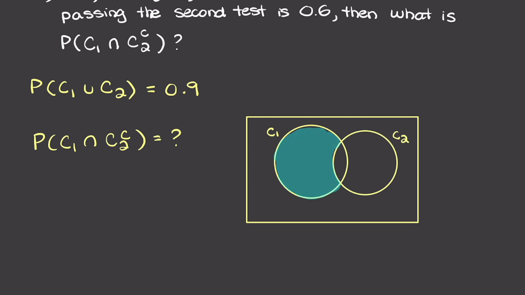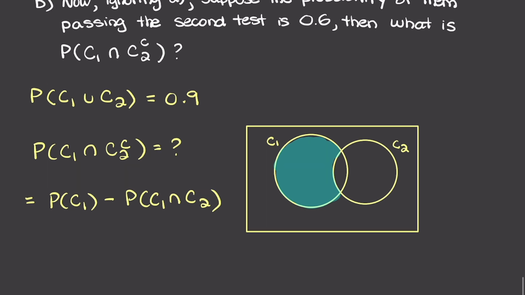Now, like we did before, let's try to think about how we can put different sets together to get that area. So what you might notice is that area is if we start with the probability of C1 and we subtract that common portion, which is where C1 intersects C2. Now, unfortunately, we don't have any of that information. We don't know what the probability of C1 is, and we don't know what the probability of C1 intersect with C2 is.